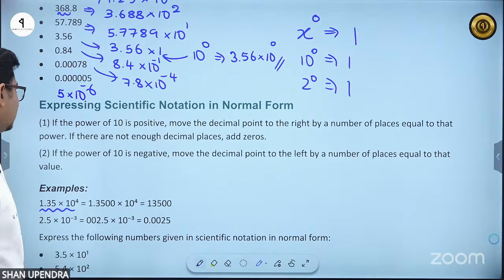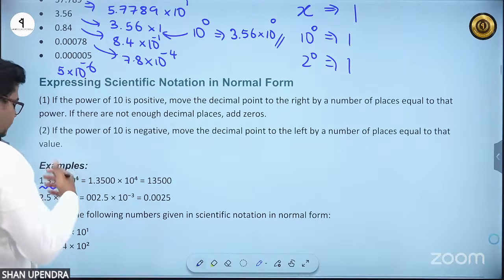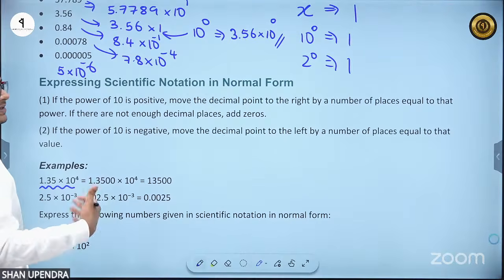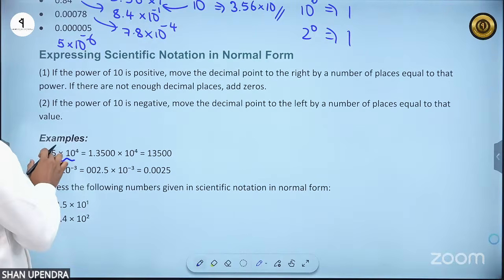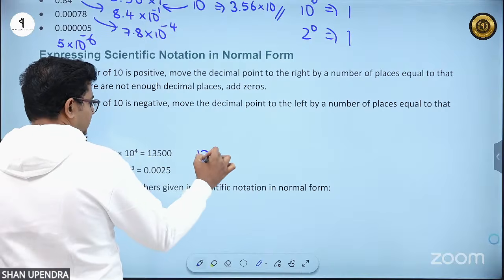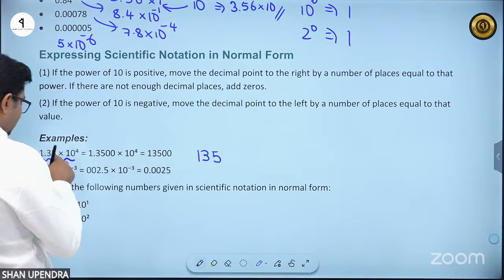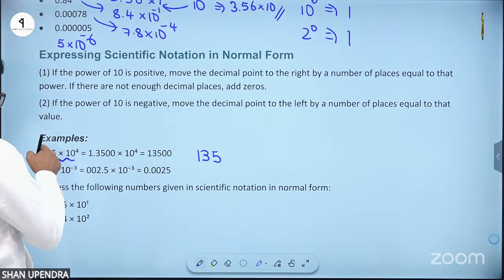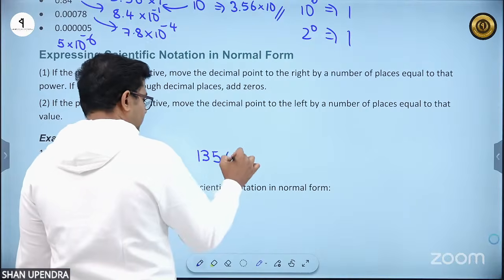There's no need to think and write too much. Just 1.35 into 10 to the power 4 means 135, and we moved two places, still two more are missing. So you can put another two zeros.